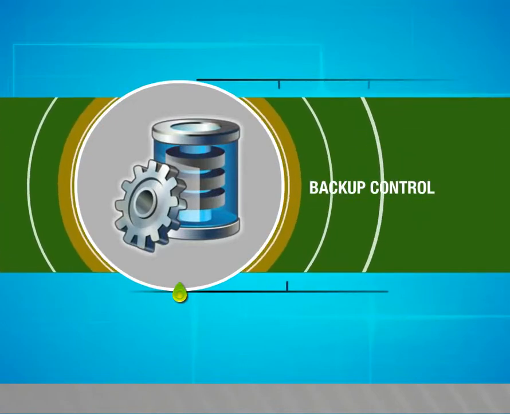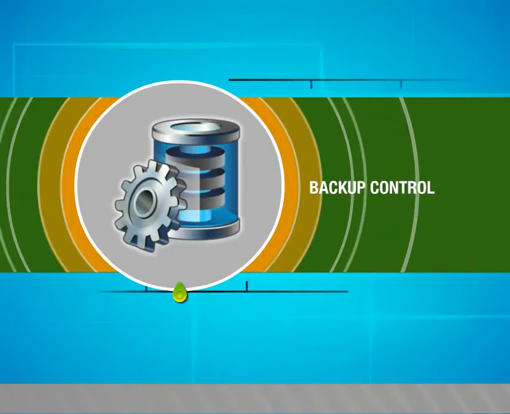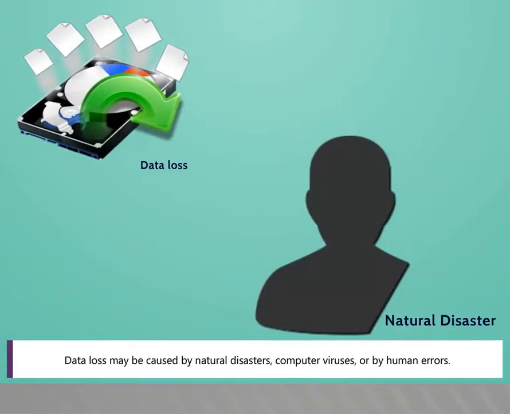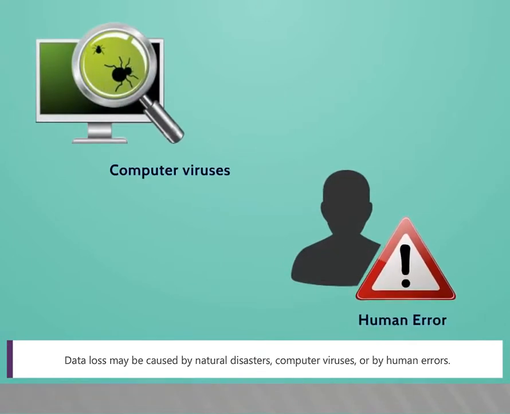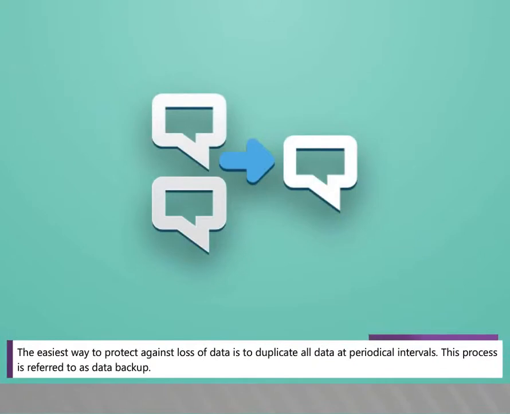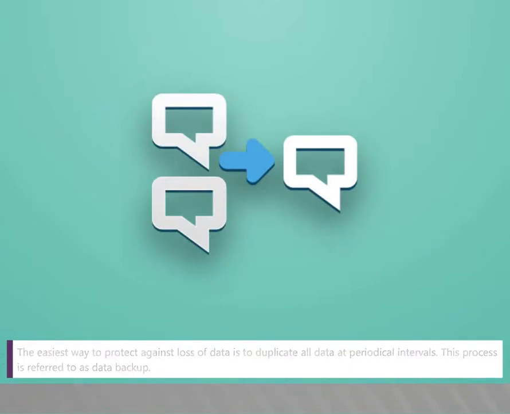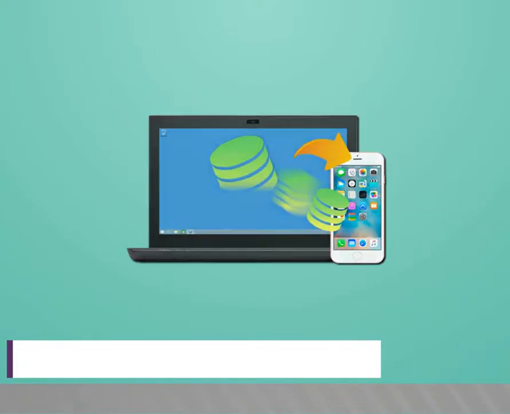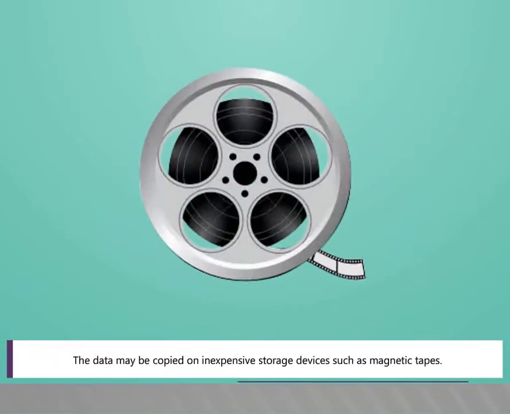Backup control. In this video, we are going to see about backup control. Data loss may be caused by natural disasters, computer viruses, or by human errors. The easiest way to protect against loss of data is to duplicate all data at periodic intervals. This process is referred to as data backup. How often the data should be backed up depends on how frequently the data is changed. Some systems have built-in automatic backup programs. The data may be copied on inexpensive storage devices such as magnetic tapes.